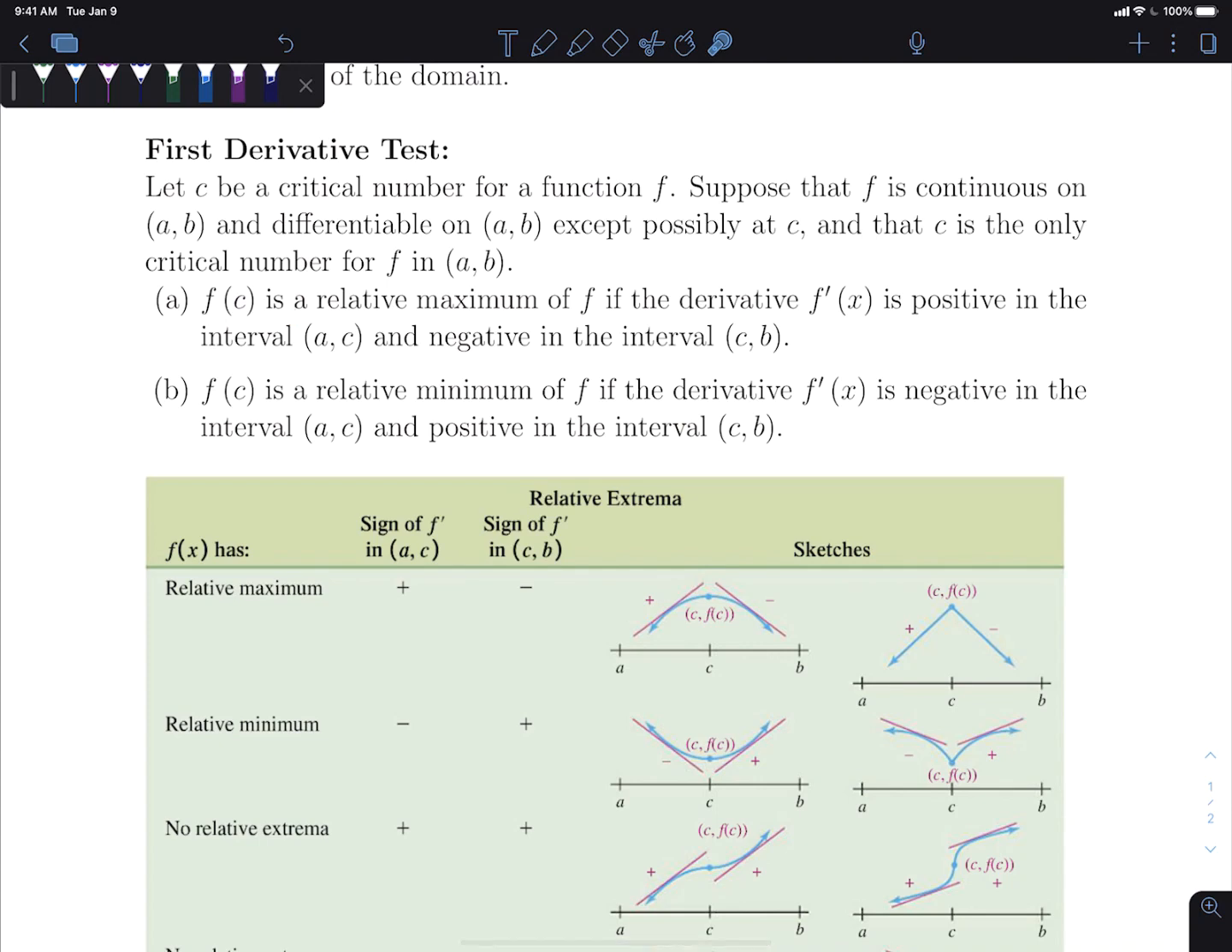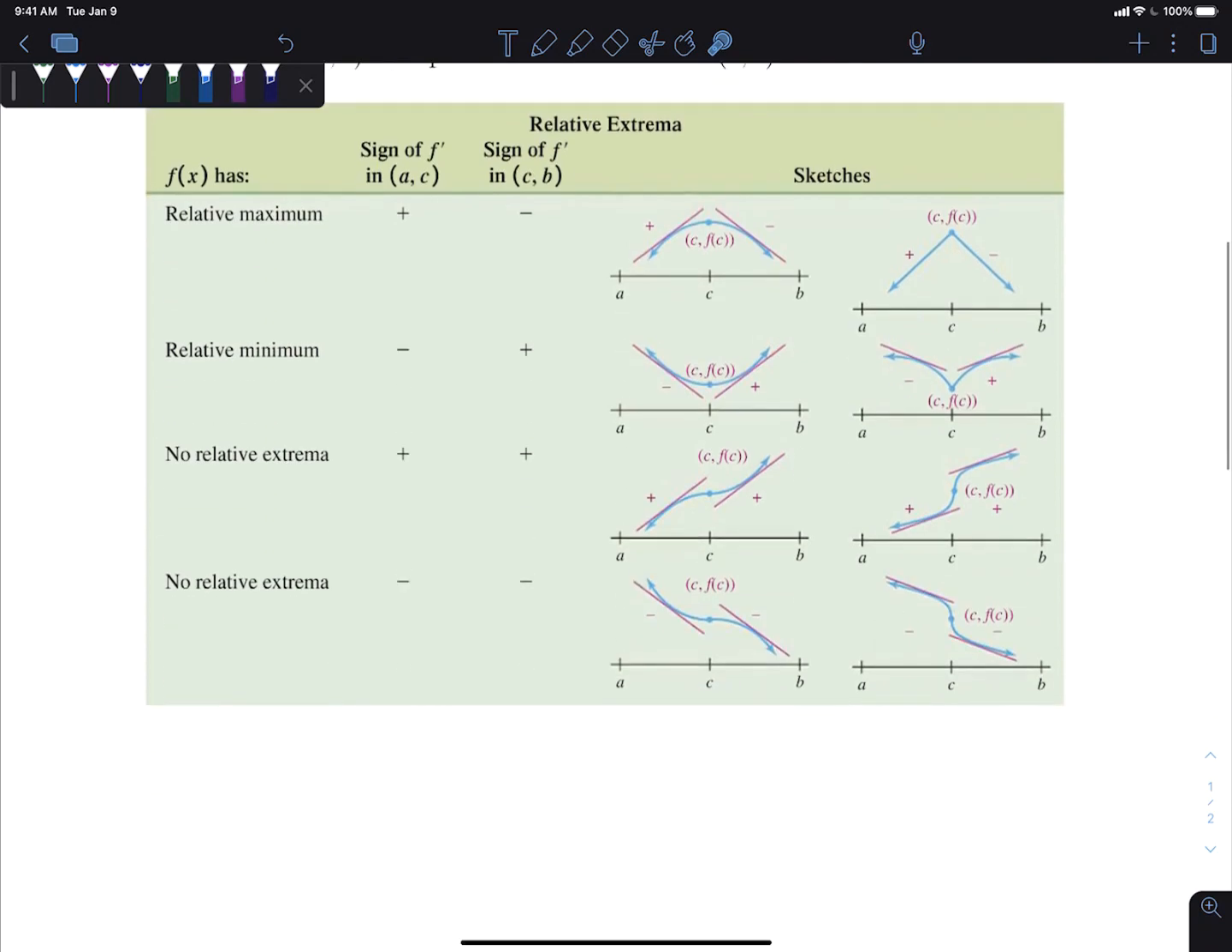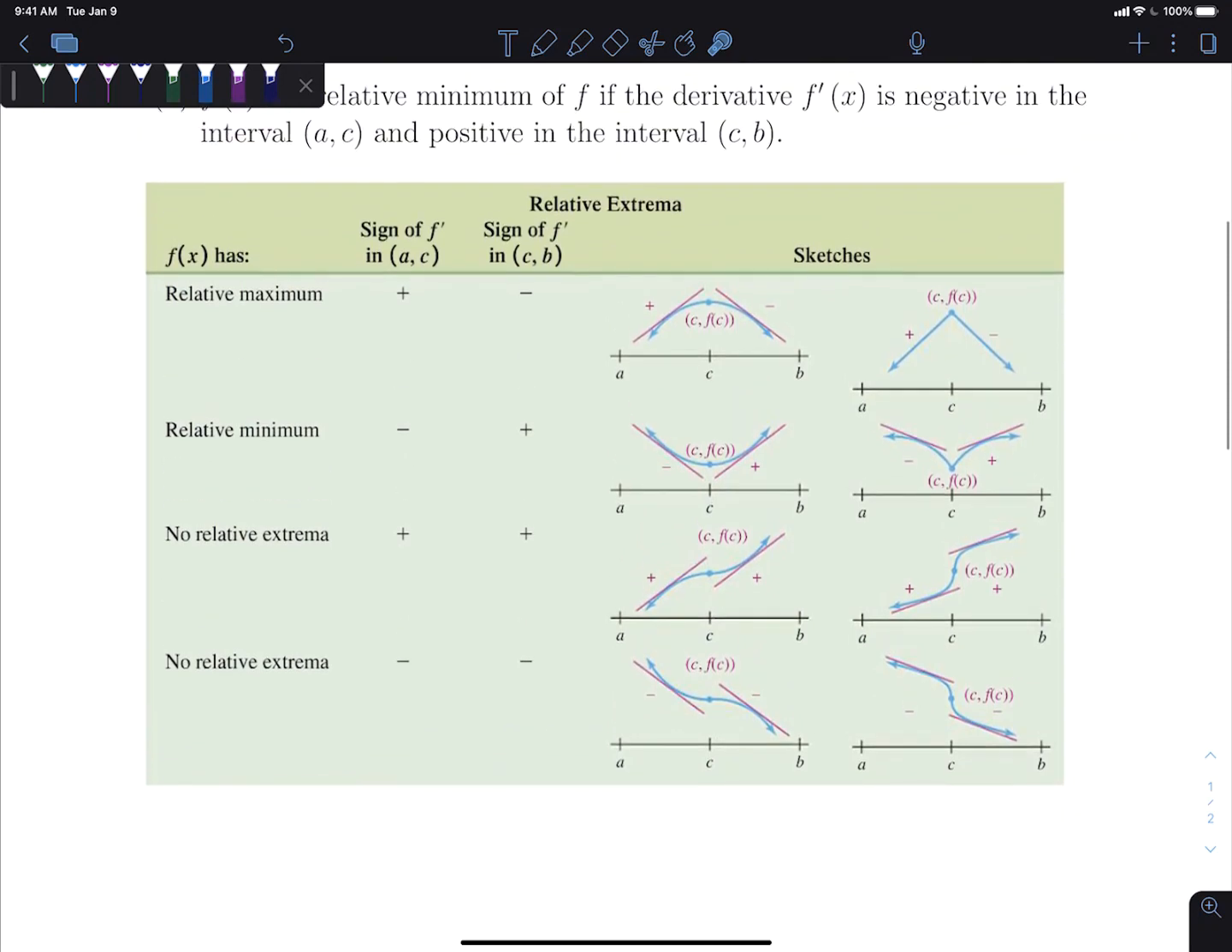Then f of c is a relative maximum if the derivative f prime is positive in the interval from a to c and negative in c to b, and f of c is a relative minimum of f if the derivative f prime of x is negative in the interval from a to c and positive in the interval from c to b. Now, this table here is much better to explain that.